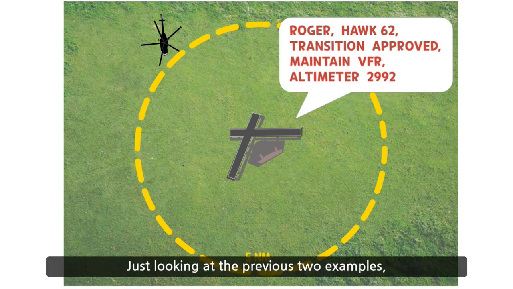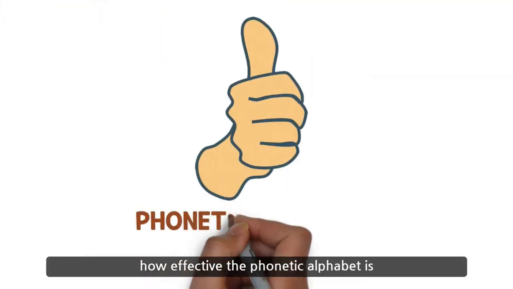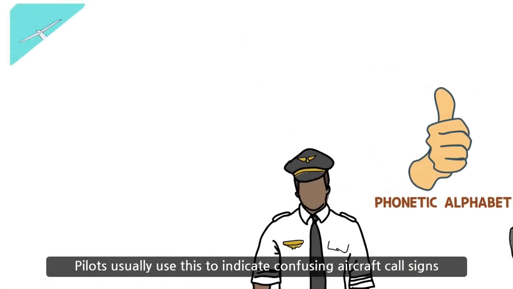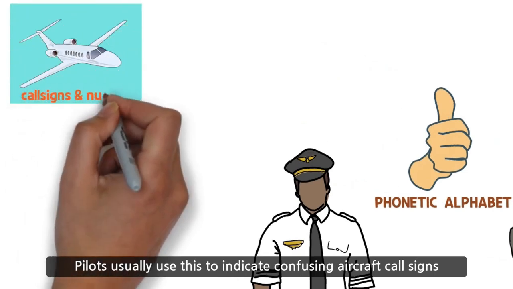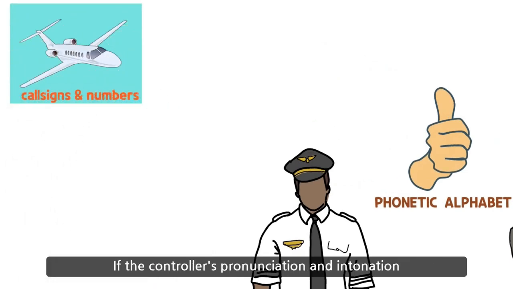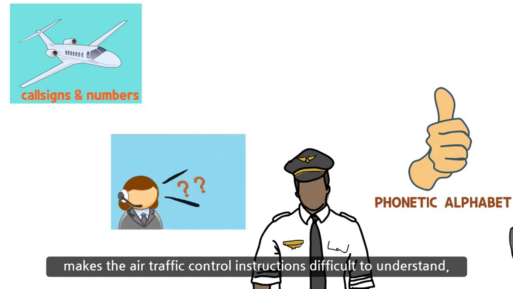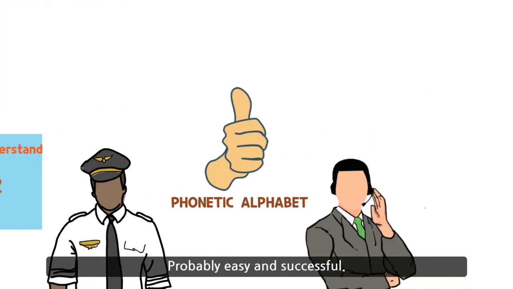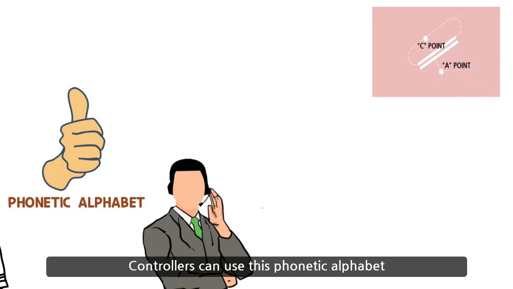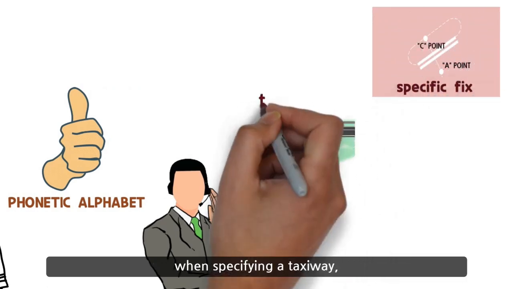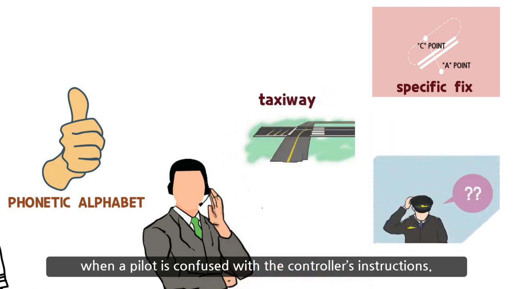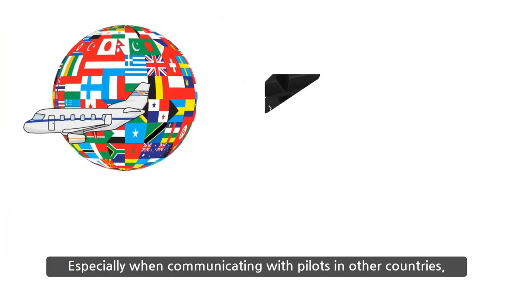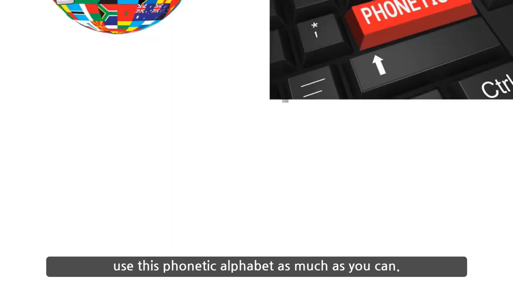Just looking at the previous two examples, you can see how effective the phonetic alphabet is for communication between pilots and controllers. Pilots usually use this to indicate confusing aircraft call signs and aircraft numbers. If a controller's pronunciation and intonation make air traffic control instructions difficult to understand, use the phonetic alphabet to confirm. Controllers can use the phonetic alphabet whenever they say a specific fix, when specifying a taxiway, or when a pilot is confused by the controller's instructions, especially when communicating with pilots from other countries. Use this phonetic alphabet as much as you can.